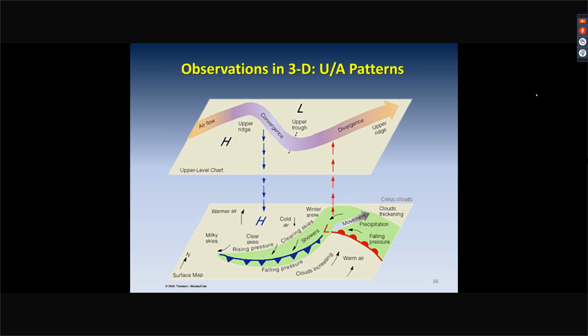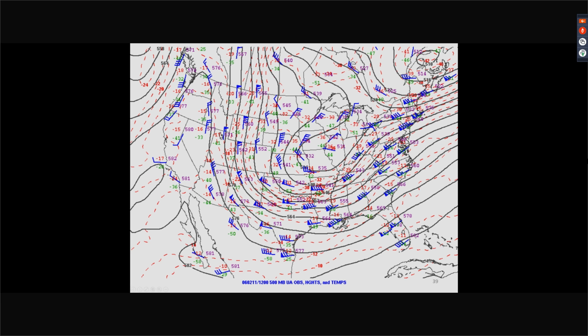Here's what's known as a 500 millibar chart. What I want to do is take a look at the anatomy of the upper air low that you're looking at here. The upper air low that you see is this trough that runs from Michigan down towards Texas. It's this trough that you're looking at.